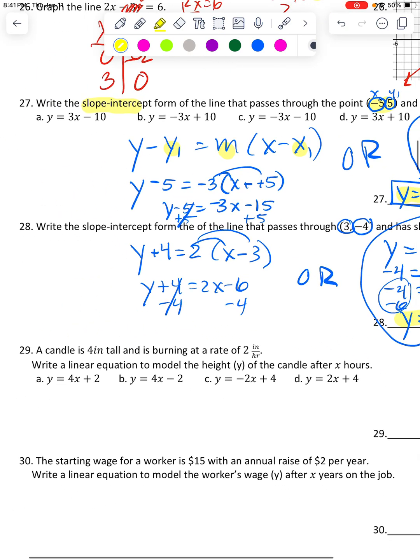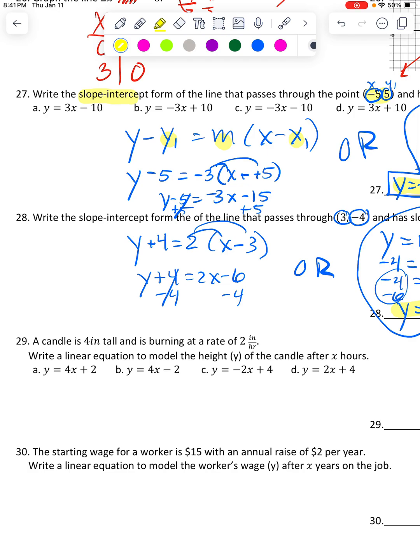All right, I'm just going to do these last two. This is still mx plus b. You have a candle 4 inches tall, and it's burning at a rate of 2. So what you know about candles is if this is what it starts at, this is going to be decreasing because it's going to get smaller. So it's going to go down by 2. So this is my start value, and this is my rate of change. So I would write y equals mx plus b. This is my rate or my slope, rate of change. This is my start number. And so then that matches with C.